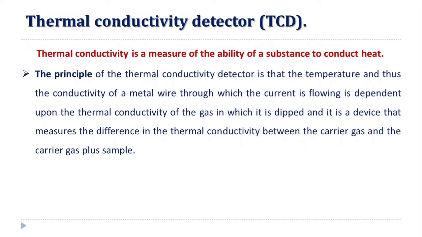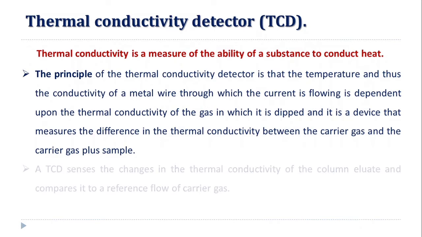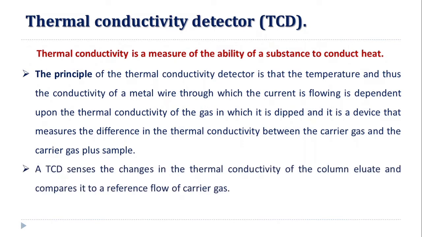The principle of the thermal conductivity detector is that the temperature, and thus the conductivity, of the metal wire through which the current is flowing is dependent upon the thermal conductivity of the gas in which it is dipped, and it is a device that measures the difference in thermal conductivity between the carrier gas and the carrier gas plus sample. So in short, the TCD senses the changes in thermal conductivity of the column eluate and compares it with the reference flow of carrier gas. As we know, the ability of the substance to conduct heat is the principle for the thermal conductivity detector.